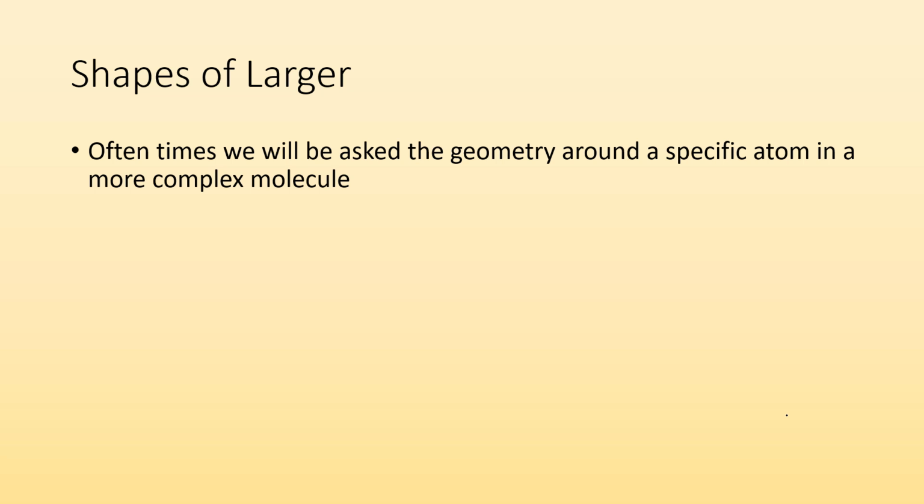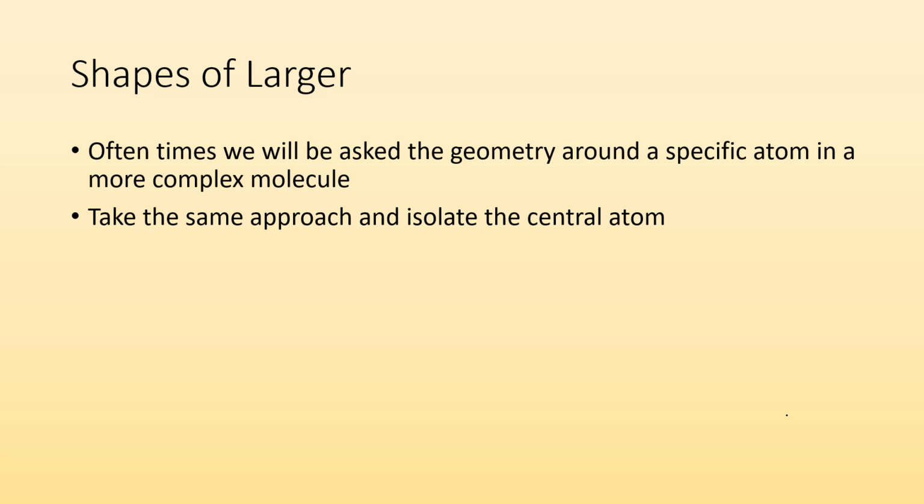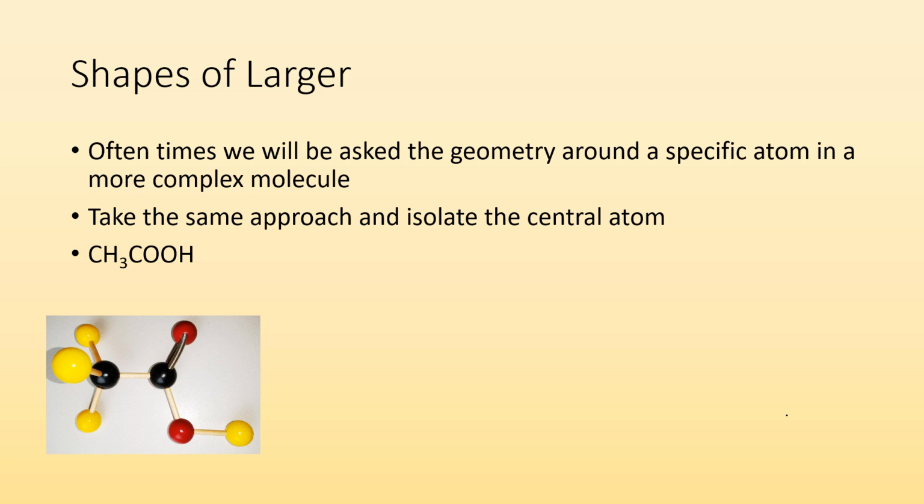All right, shapes of larger molecules, right? Oftentimes we'll be asked the geometry around a specific atom in a more complex molecule, and you just take the same approach and you isolate the central atom. So for example, if I had CH3COOH, this is what the molecule looks like in real life. So if I were to describe the geometry around this carbon, I have 4 bonded domains around that one and no unshared pair of electrons, which would make this tetrahedral around that carbon.